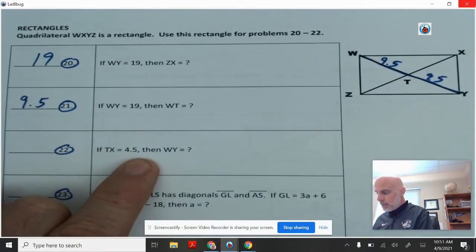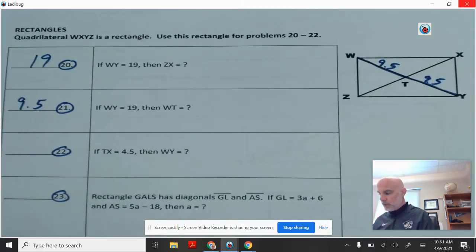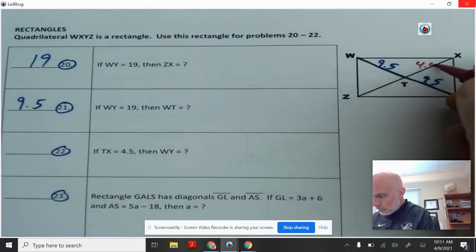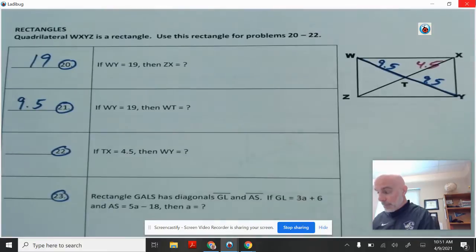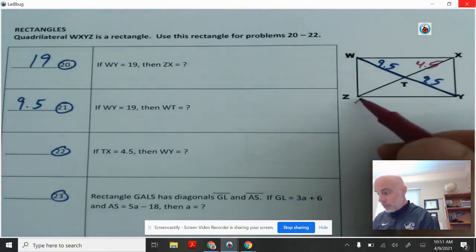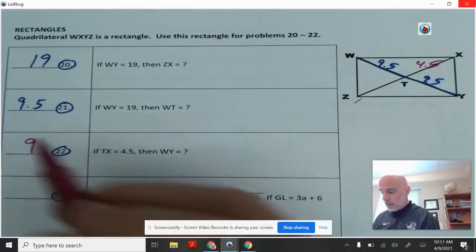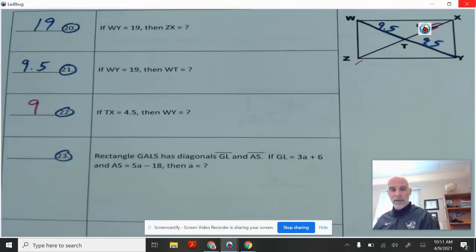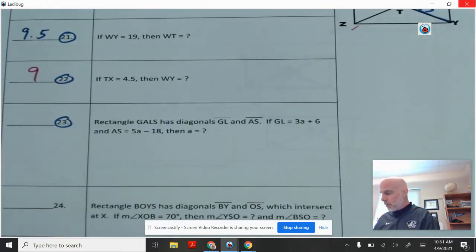Down here, if TX is 4.5, so now we've changed the problem right here. If that's 4.5, then WY would be 9. It would have to be, because that means this one would be 9, and that one would be 9. All right. Hope you're getting the idea on those. Some of these you're going to have to draw a picture.